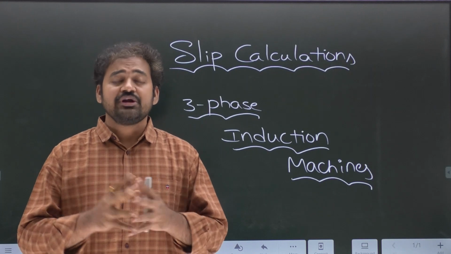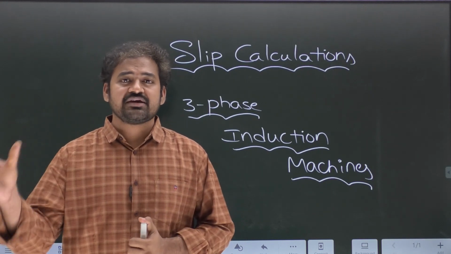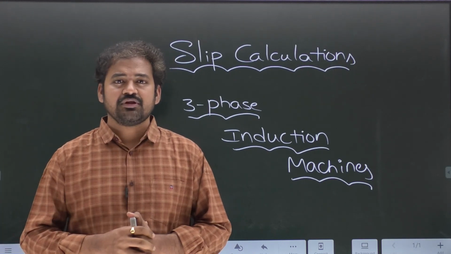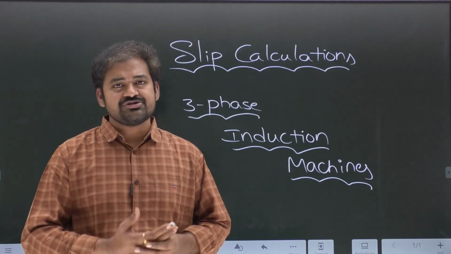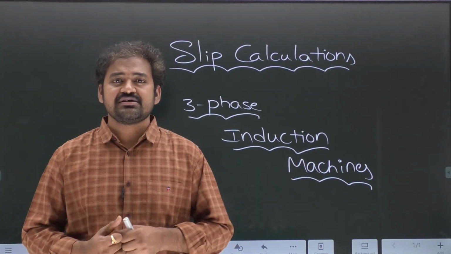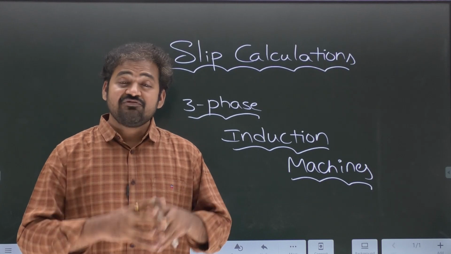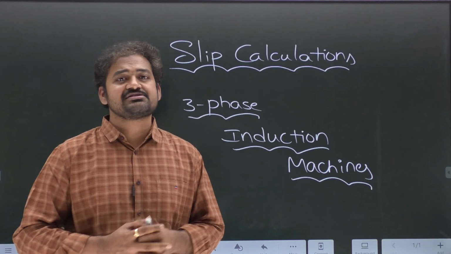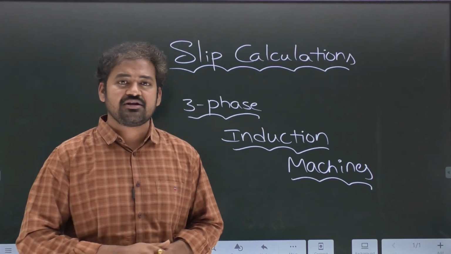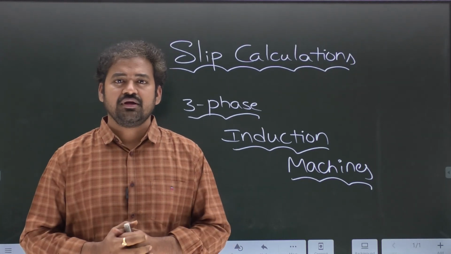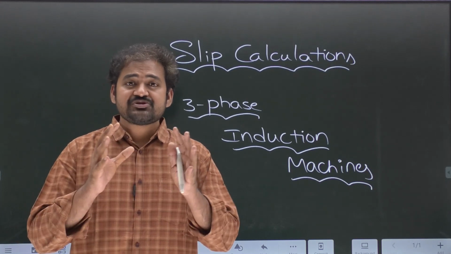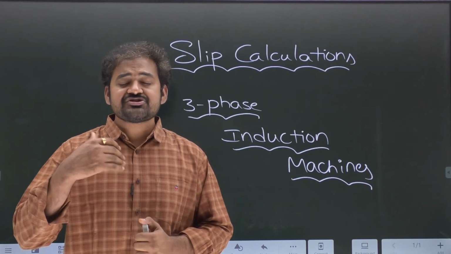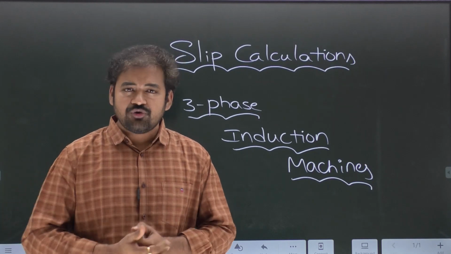That is true only if the induction motor is excited from a balanced supply and the motor started to rotate on its own, because three-phase induction motor is a self-starting motor. If a motor started to rotate on its own, you can calculate the slip of the motor, which is (Ns minus Nr) by Ns. That is true. But there are some special cases where the induction motor was not rotating on its own.